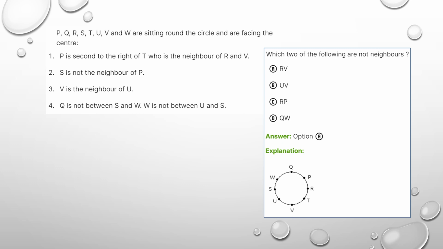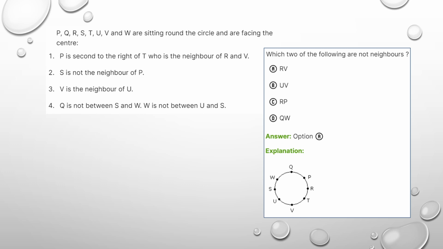Now, the first description gives me that P is second to the right of T, and T is the neighbor of R and V. It means that T is at the center of R and V, because R and V are neighbors for T. So now T, R, V positions are fixed.